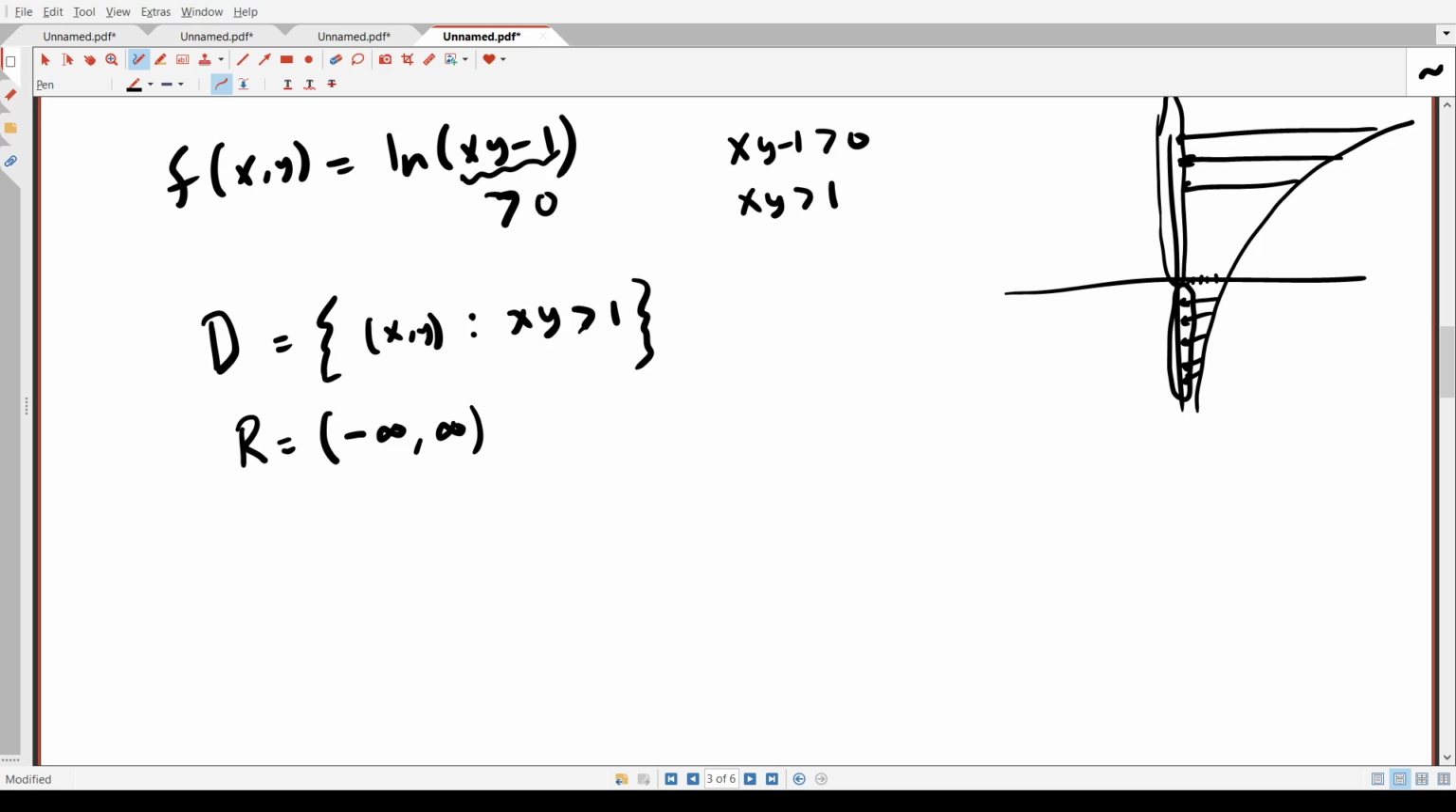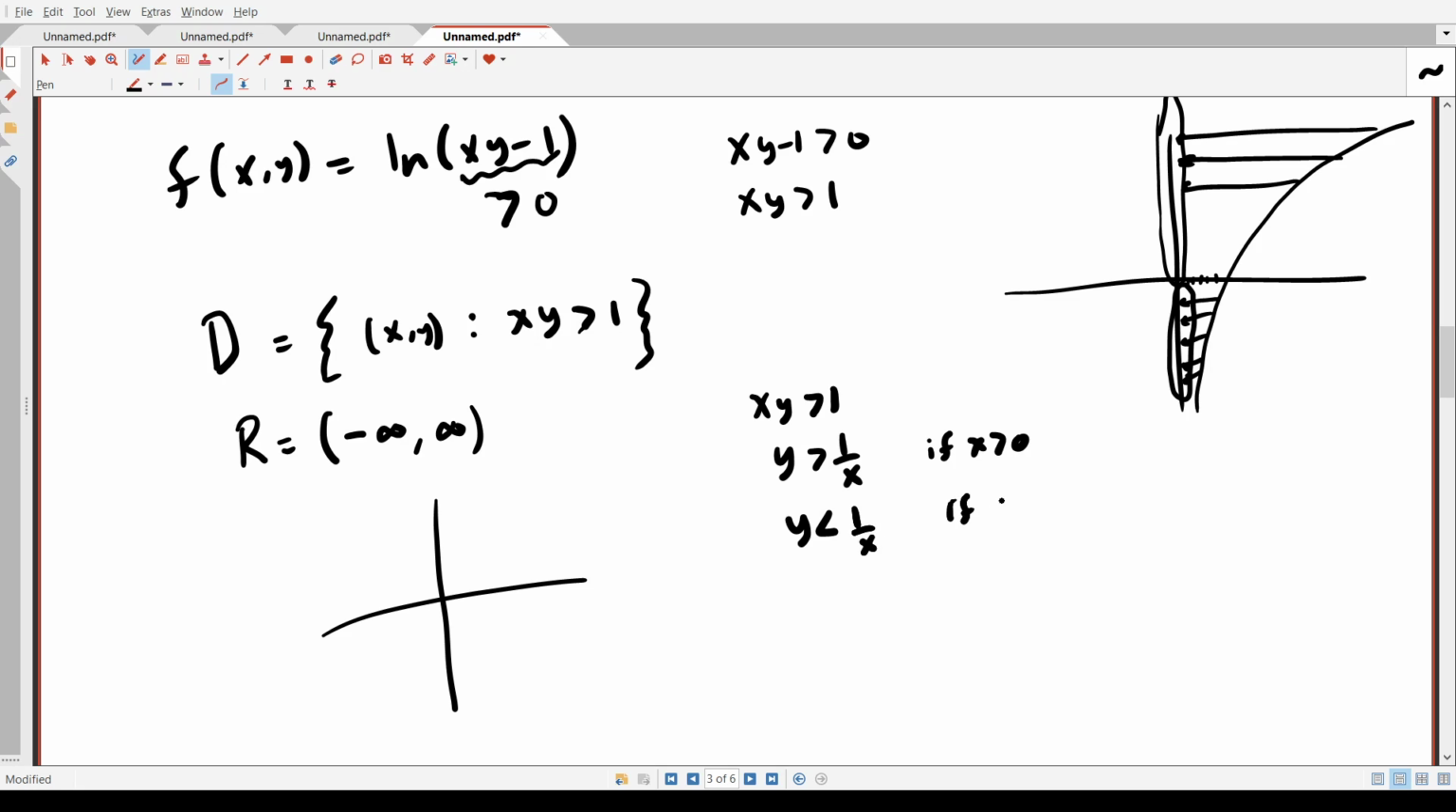So what does this actually look like? So we know that xy has to be bigger than 1. So if xy is bigger than 1, assume that x is positive for a second. If x is positive, that means that y is bigger than 1 over x. But if x is negative, I'm dividing by a negative number, so I have to flip the sign. So this is less than 1 over x if x is less than 0. So the graph of 1 over x looks like this.